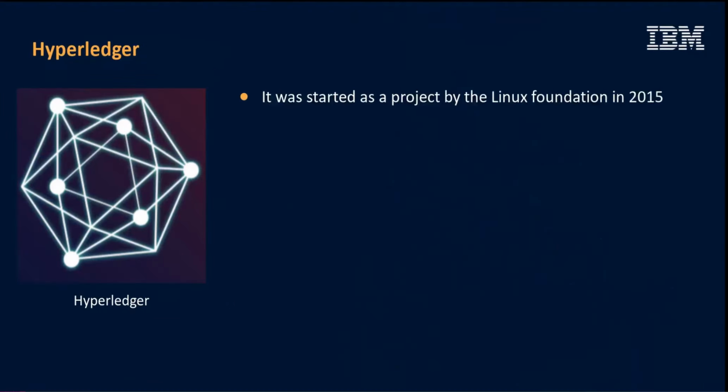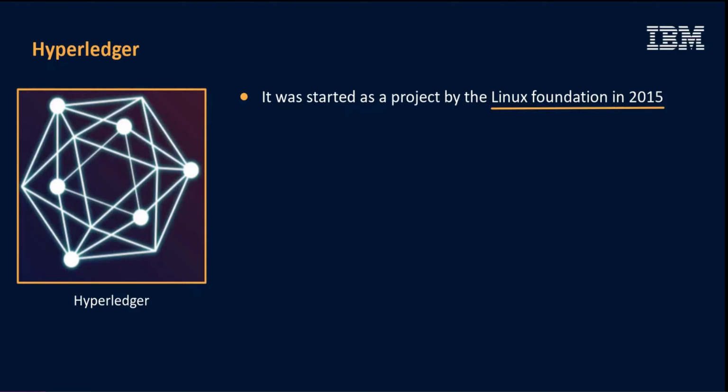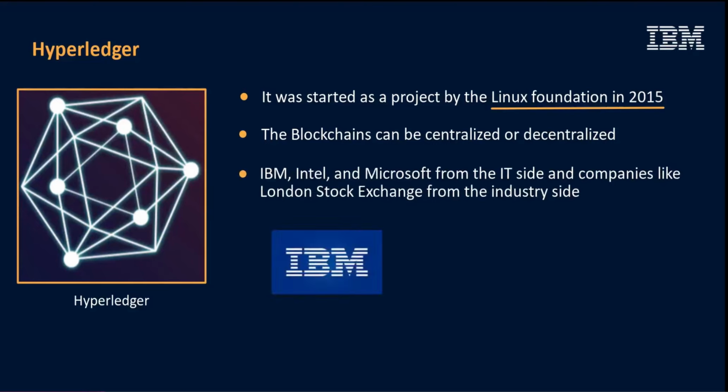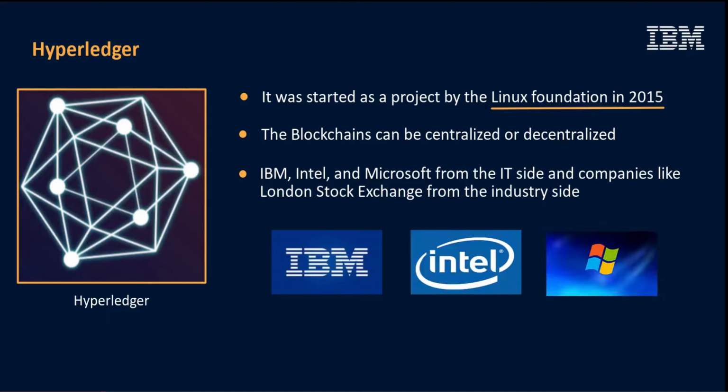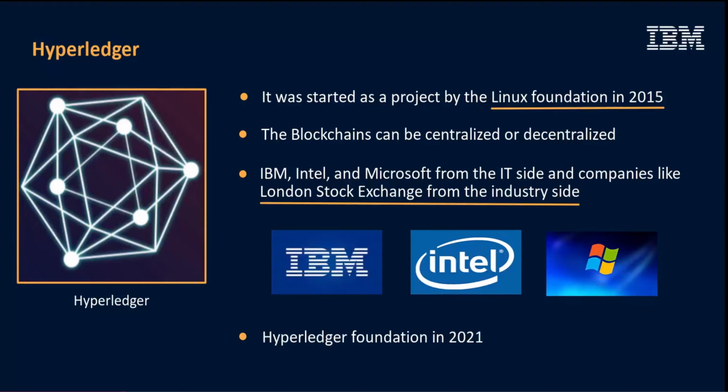Hyperledger. It was started as a project by the Linux Foundation in 2015. It is a hub for the open source development of blockchain-based distributed ledgers for various industries. The blockchains can be centralized or decentralized. There is participation from over 100 companies, including IBM, Intel, and Microsoft from the IT side, and companies like London Stock Exchange from the industry side. It was renamed Hyperledger Foundation in 2021.